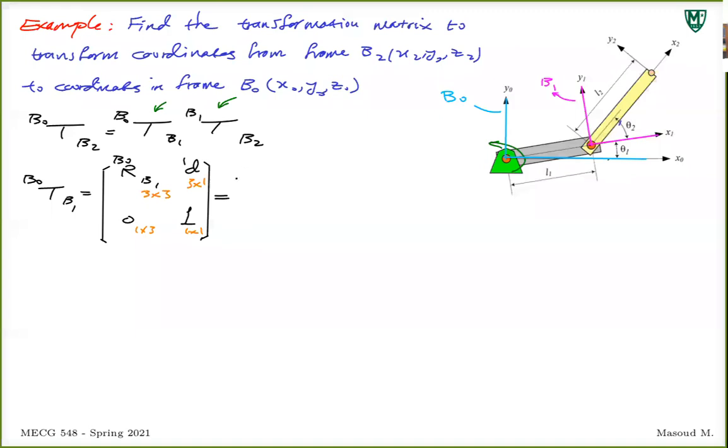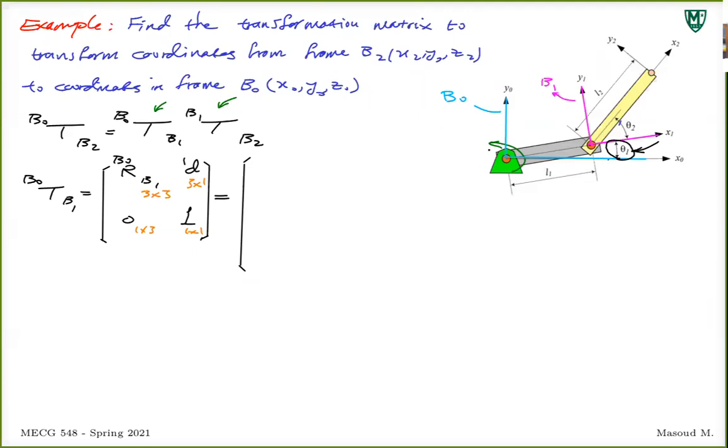So I'll just put it here. Let me write it down. This is rotation around the z-axis. So if you remember, it was cosine, minus sine, sine, cosine. And the angle is theta 1. This is theta 1 right there. We are looking at how B1 rotates in B0. It rotates about the z-axis.